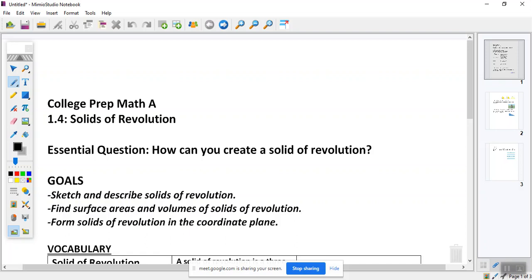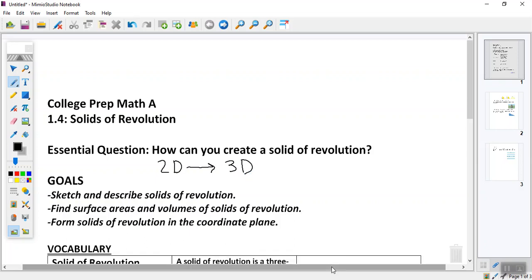All right, so here's the deal. The question we're going to look at today is this: how can you create a solid of revolution? It's exactly what we were doing. We're taking a flat piece and rotating it. We're taking a two-dimensional figure and rotating it so that it forms a three-dimensional figure. So how do you take a 2D cross-section from last section and turn it into something three-dimensional after you rotate it?